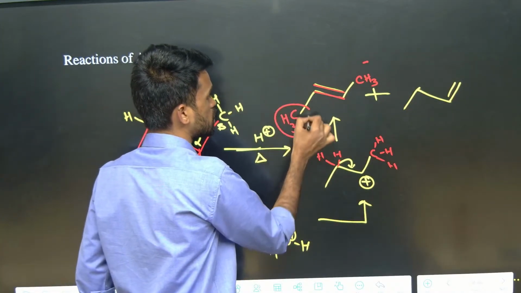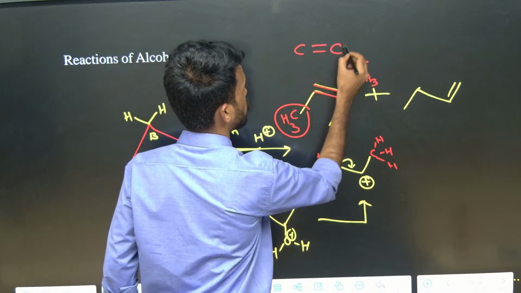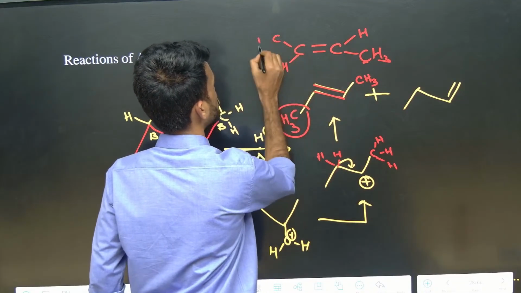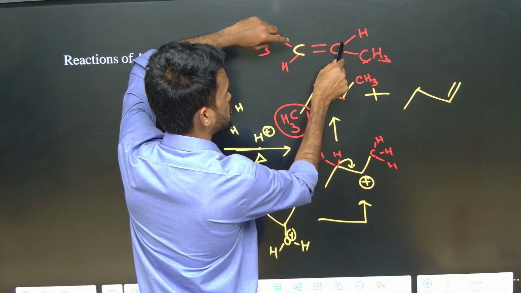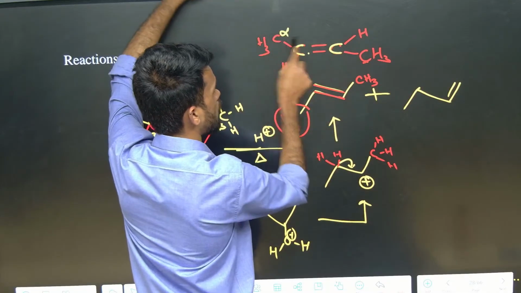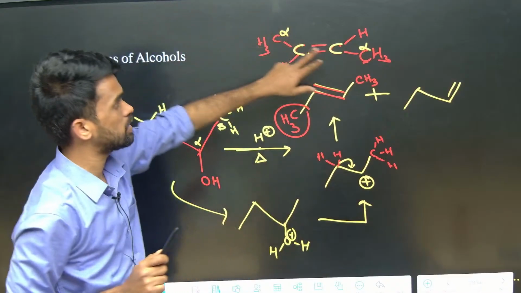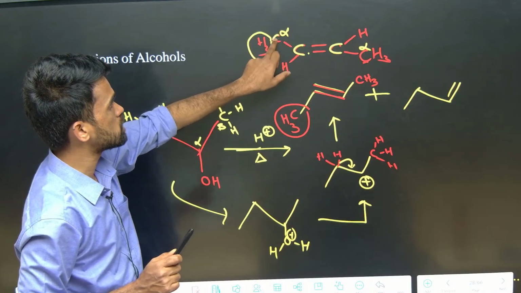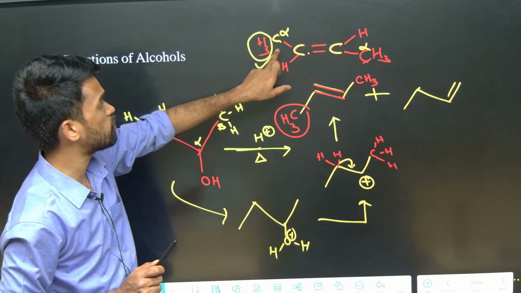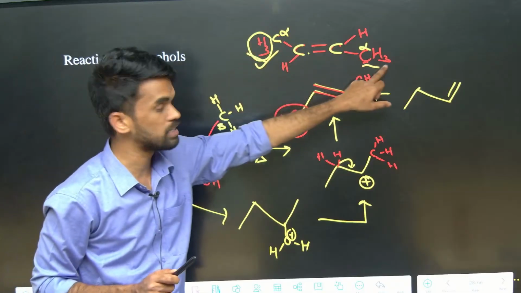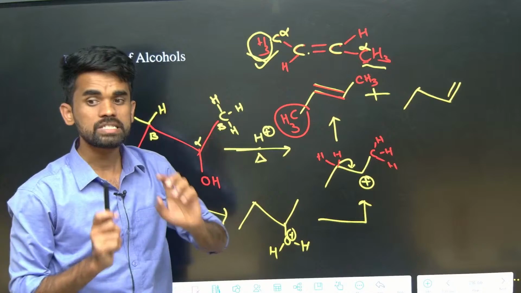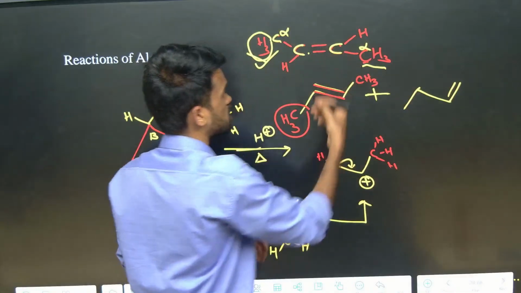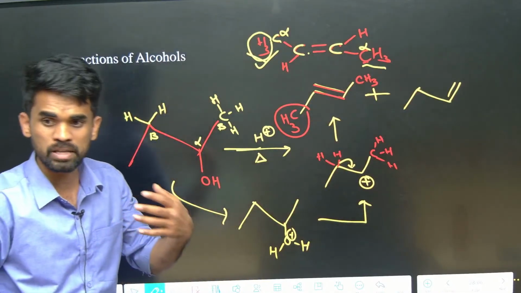How many hyperconjugations are possible? Try to understand it in this manner. The double bonded carbons have adjacent carbons, which are called alpha carbons. How many alpha carbons are there? Two. And how many alpha hydrogens? Whatever hydrogens are present on alpha carbons are alpha hydrogens, so here 3 and here 3, making 6 alpha hydrogens. It gets stabilized by hyperconjugation 6 times. So the more alpha hydrogens, the more hyperconjugation and the more stability.